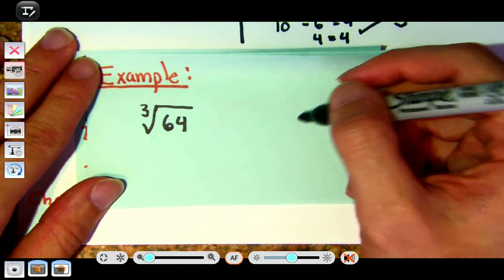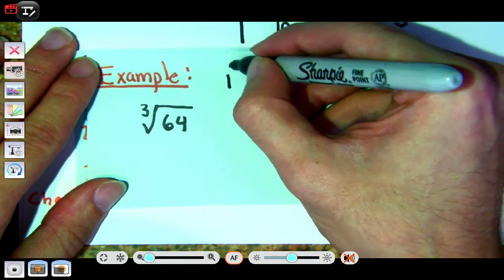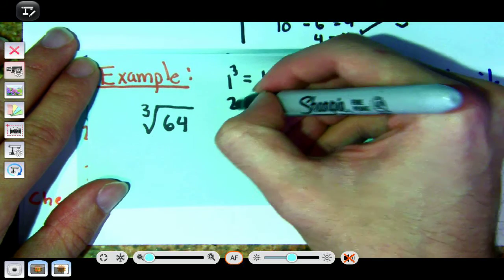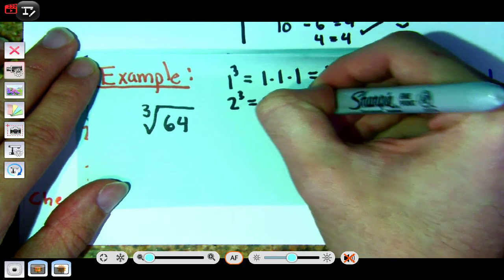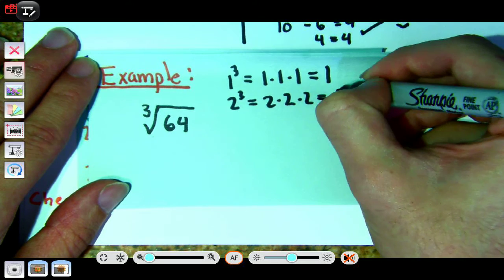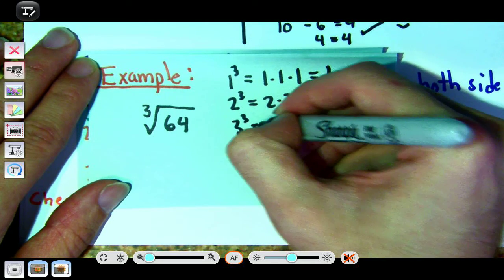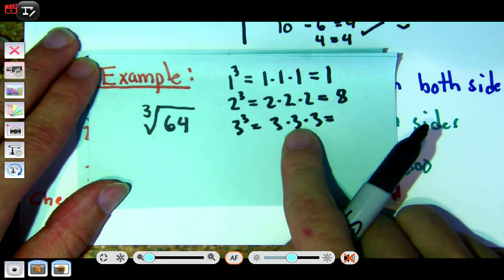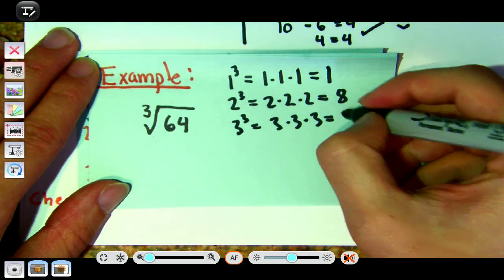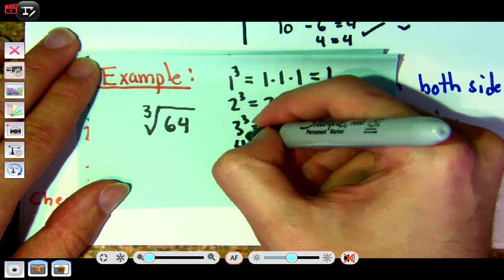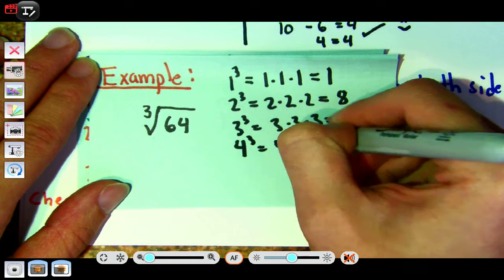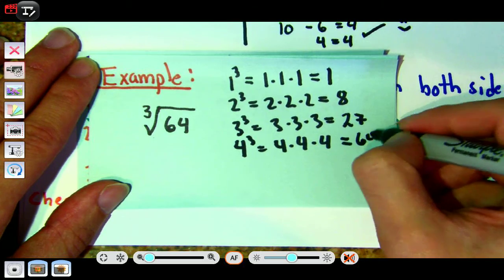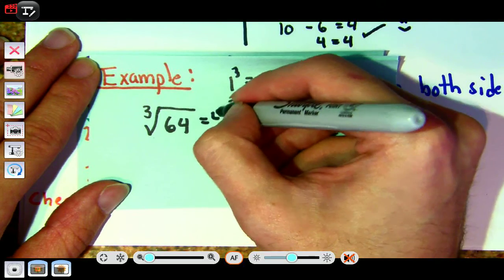Let's see, if I did 1, like 1 cubed is 1 times 1 times 1, and that's 1. 2 cubed is 2 times 2 times 2, and that is 8. 3 cubed is 3 times 3 times 3. 3 times 3 is 9. 9 times 3 is 27. 4 cubed is 4 times 4 times 4. 4 times 4 is 16. 16 times 4 is 64. So this is equal to 4.